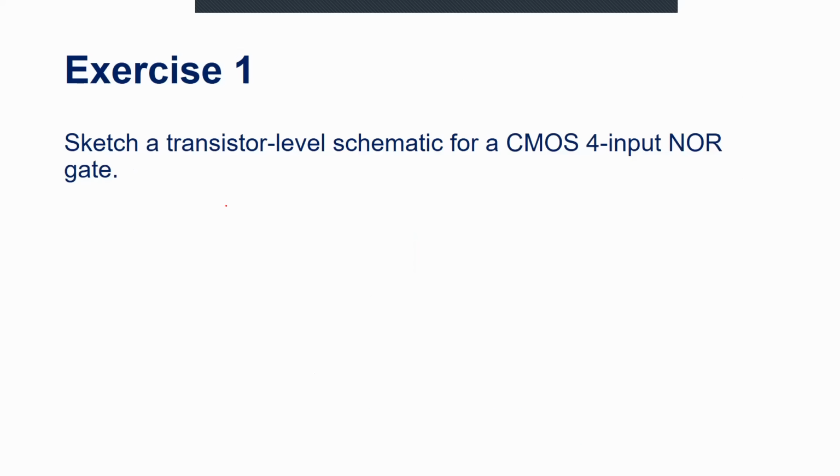So let's start with exercise number 1, where we are asked to sketch a transistor level schematic for a CMOS 4-input NOR gate. So the logic function would be Y equals (A or B or C or D) whole bar, or we can also write this logic function as (A or B or C or D) in parentheses, and we can put a slash. This slash indicates the function is complementary.